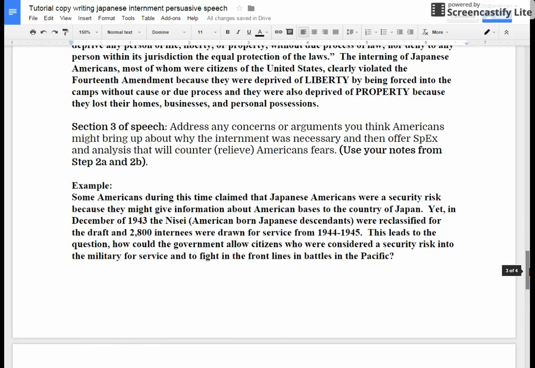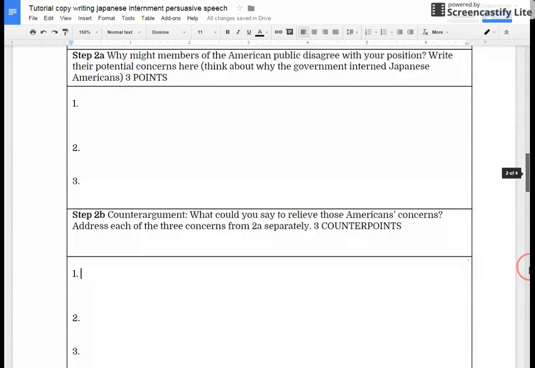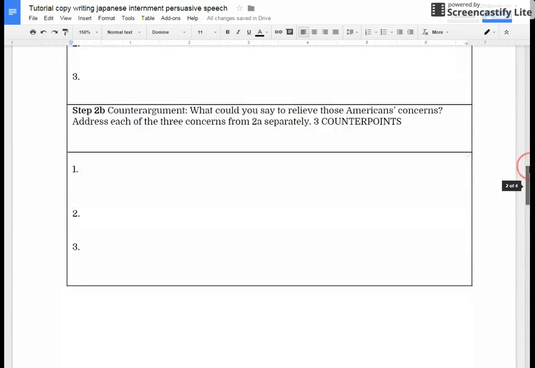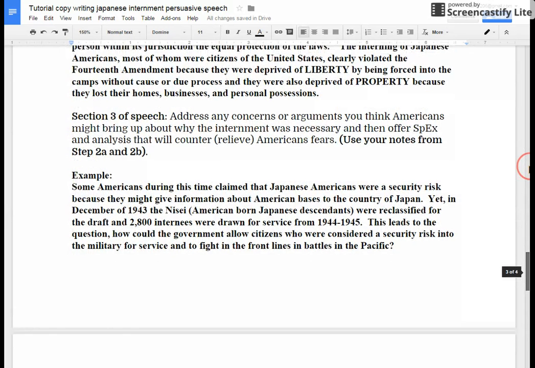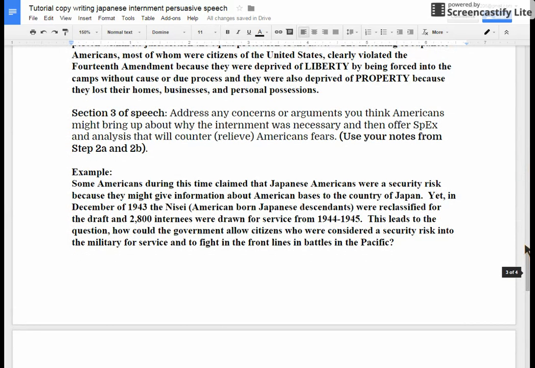Section 3 of the speech corresponds to your graphic organizer 2A and 2B. This is where you're doing your point counterpoint. This is where you're saying to the Americans, like, I know this is what you believe, but here's why you're incorrect. So here's an example. Some Americans during this time claimed that Japanese Americans were a security risk because they might give information about American bases to the country of Japan. This sentence would have come from 2A, and it would have been my one sentence. Then I would give my 2B fact to prove that it's incorrect.